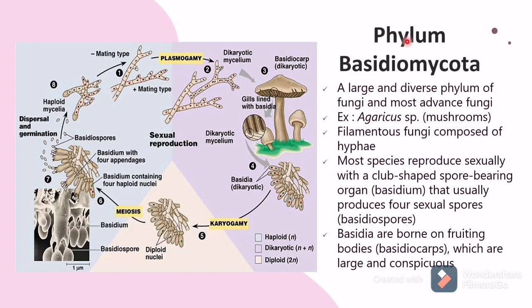And the third one is phylum Basidiomycota, a large and diverse phylum of fungi and the most advanced fungi. For example, Agaricus species, mushrooms. Filamentous fungi composed of hyphae. Most species reproduce sexually with a club-shaped spore-bearing organ called basidium that usually produces 4 sexual spores, basidiospores. Basidia are borne on fruiting bodies, basidiocarps, which are large and conspicuous. So this is the process of reproduction.